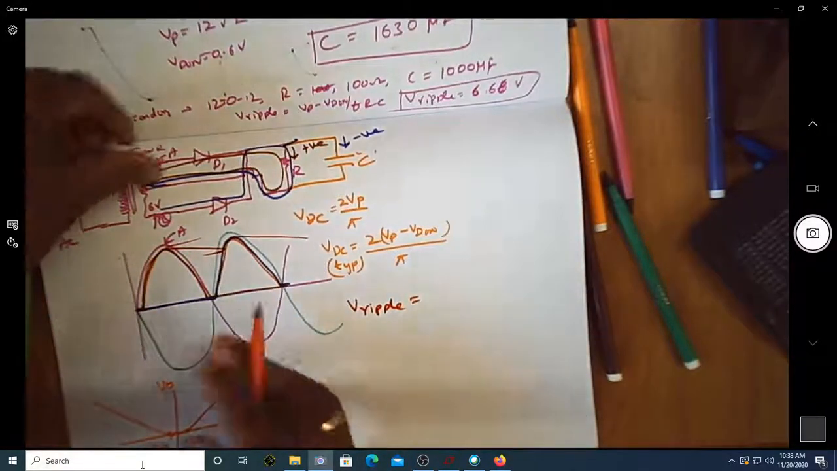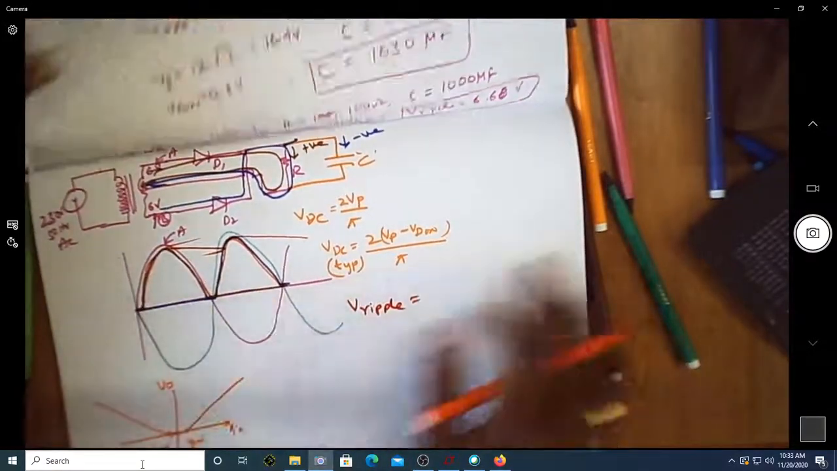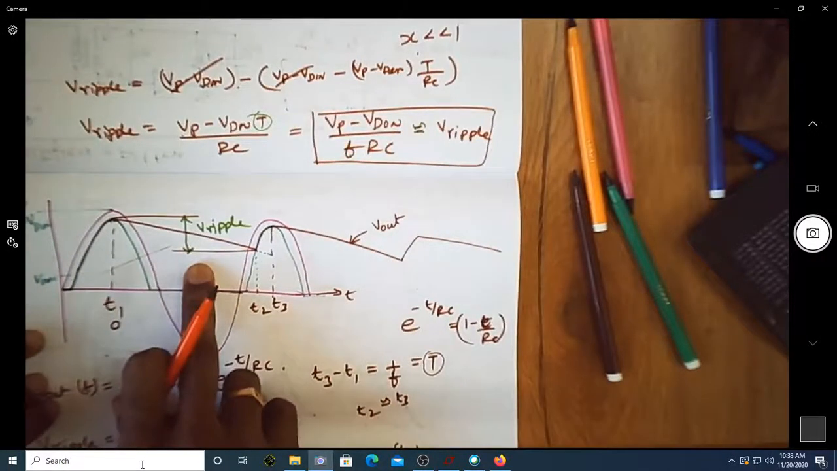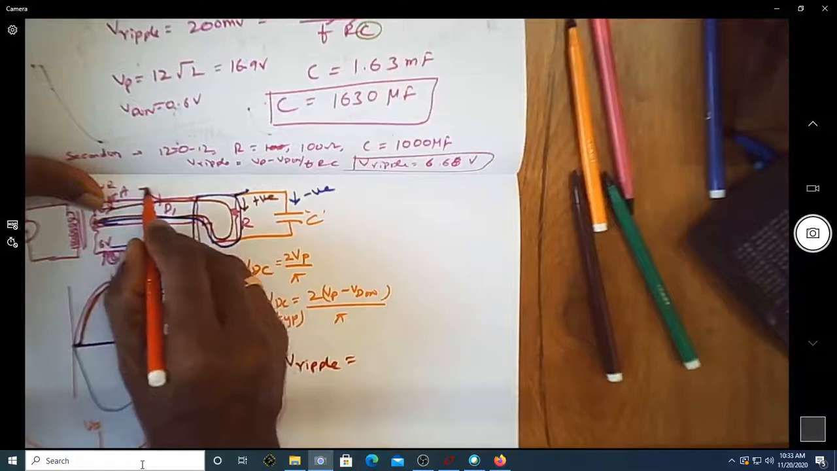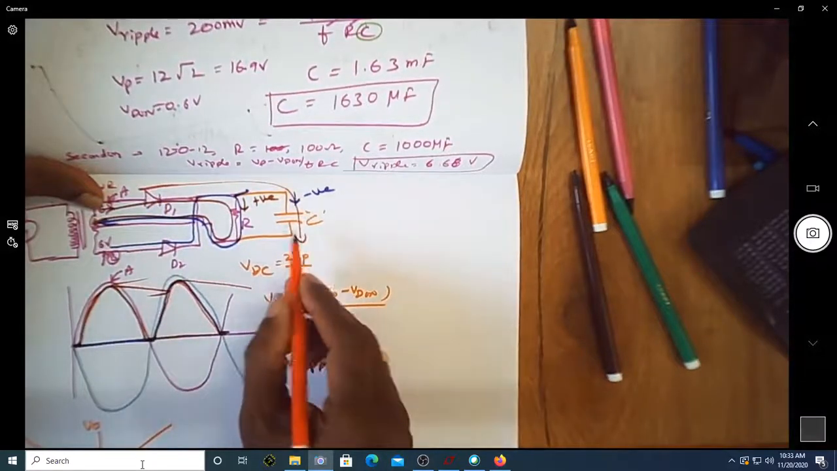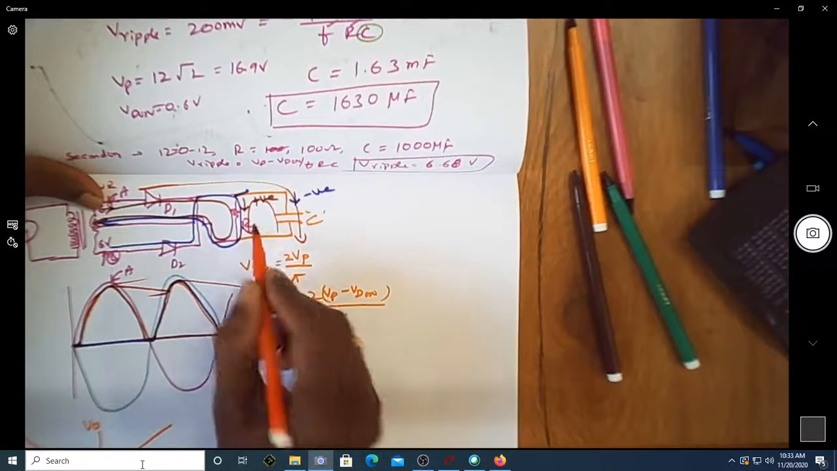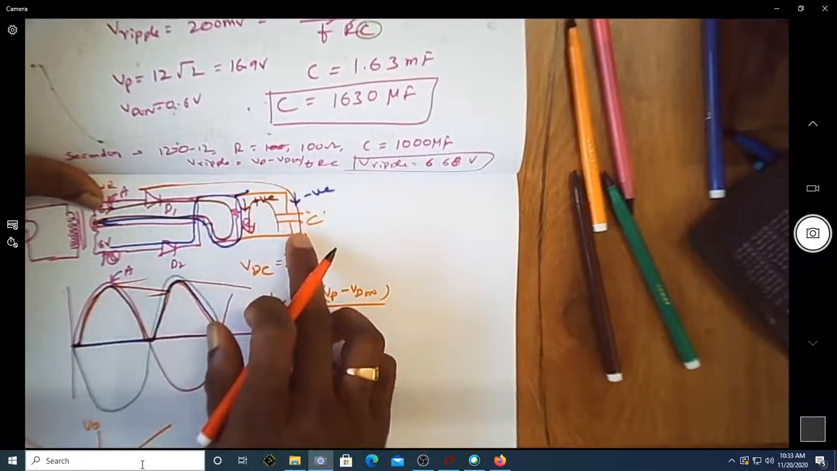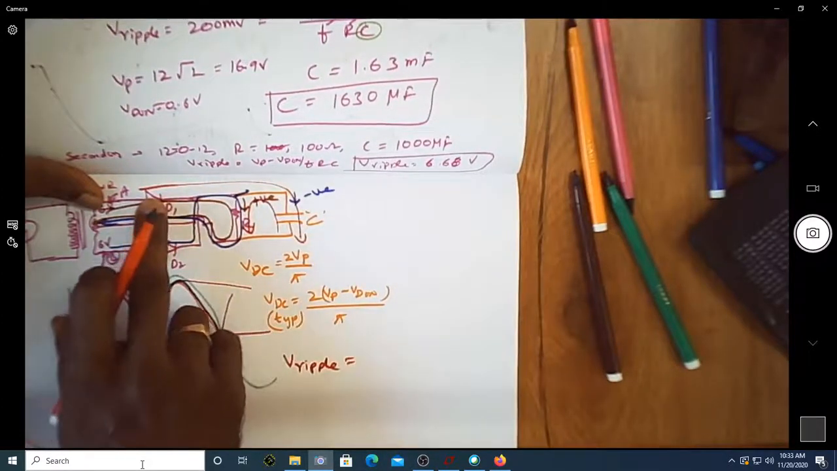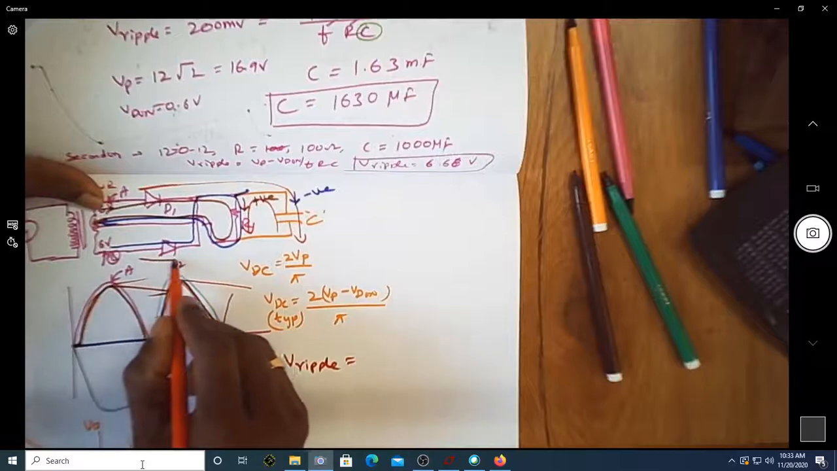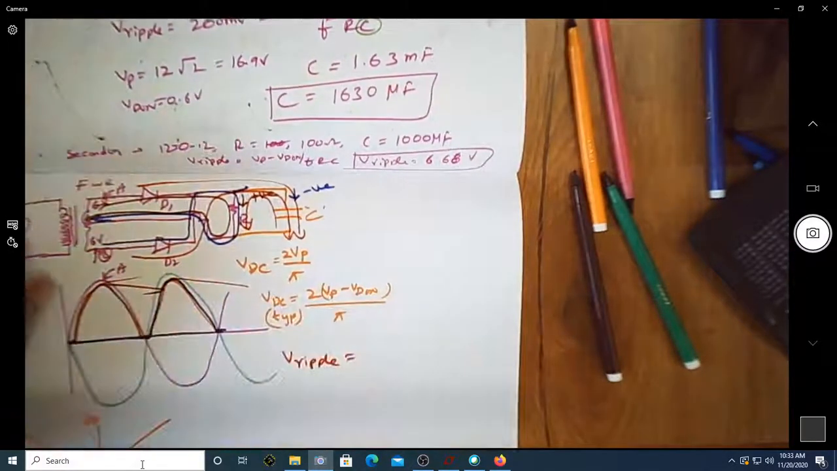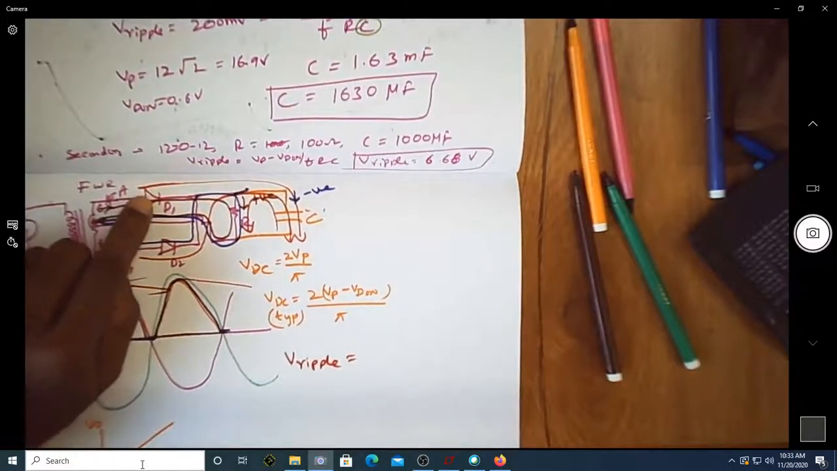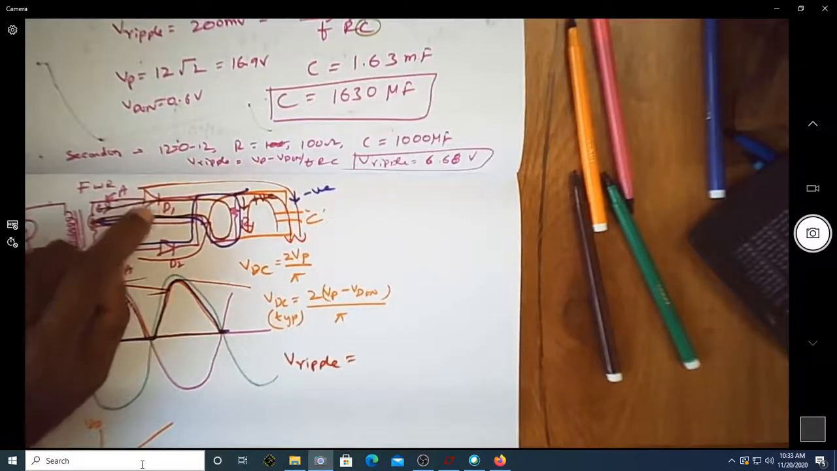Whether it is a full wave rectifier or a half wave rectifier, while charging, this is your charging path for the capacitor. The discharge path is this. So this is the charging path of the capacitor when D1 is on. When D2 is on, this is the path. You can see it is the same path, in the same direction, only the diode through which it charges changes, either D1 or D2.